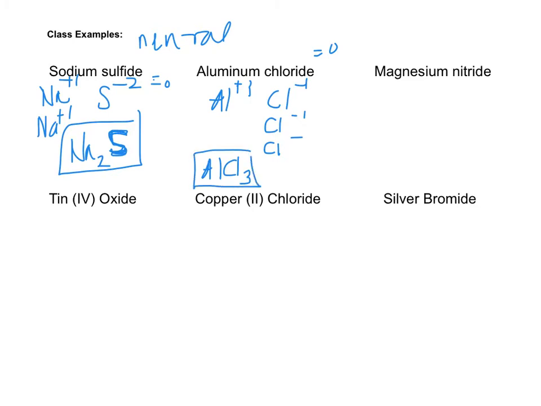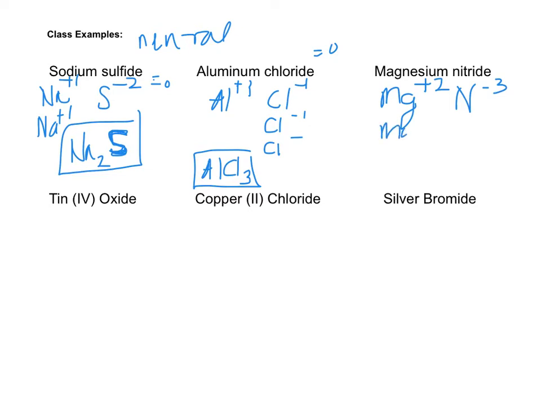Let's do magnesium nitride. Magnesium is an alkaline earth. It gives away its 2 electrons. Nitrogen has 5, wants to gain 3. So the 2 and 3, finding this balance is going to take a little bit.